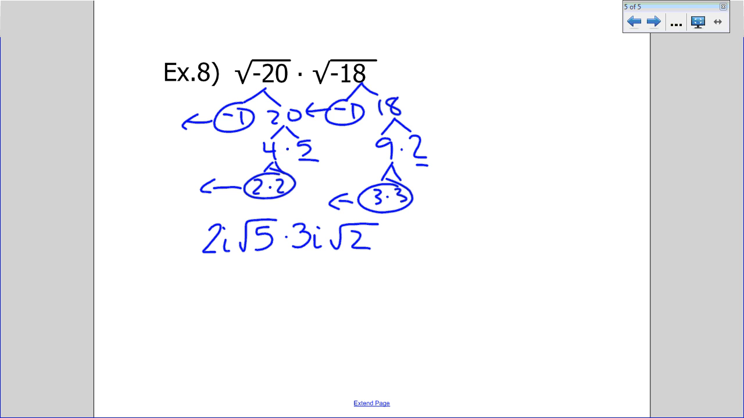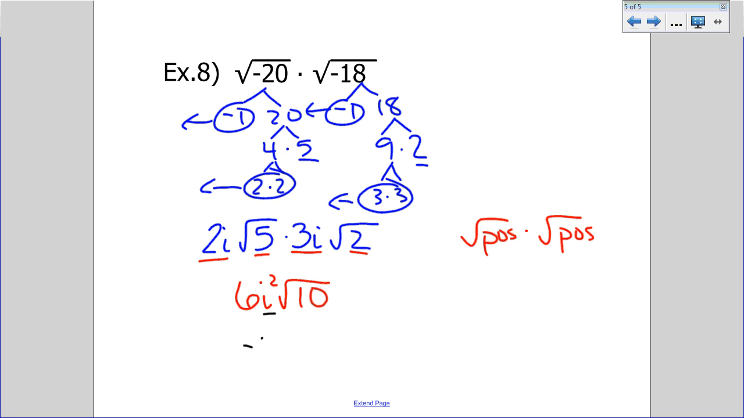Now I need to multiply this together. And so 2i times 3i is 6i squared. And then I can still multiply my radicals together now because they're both positive. So that's when the multiplication can happen. It has to be the radical of a positive times the radical of a positive in order to multiply them. So this is 6i squared. I apologize, guys. So we have 6i squared times the square root of 10. Remember, this i squared is a negative, so it actually becomes negative 6 square roots of 10.